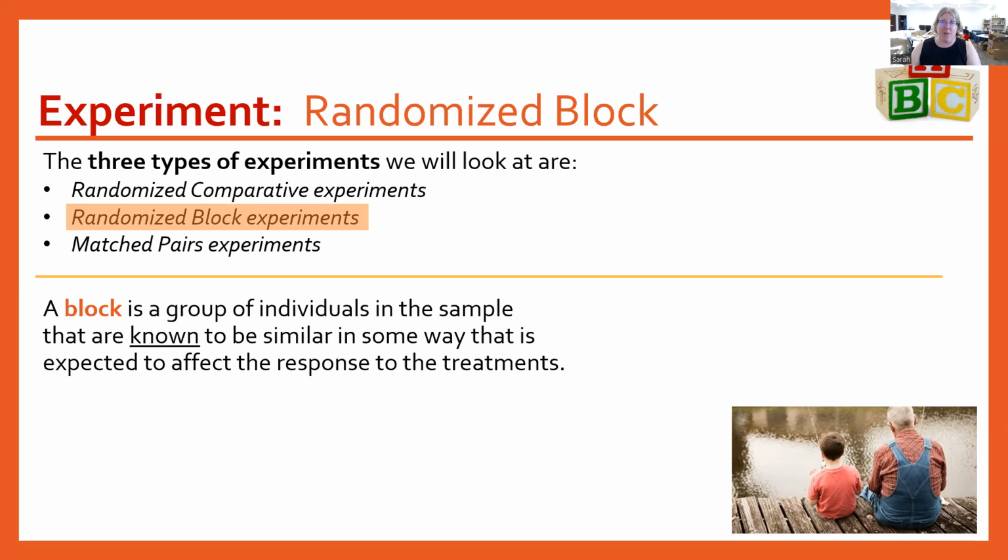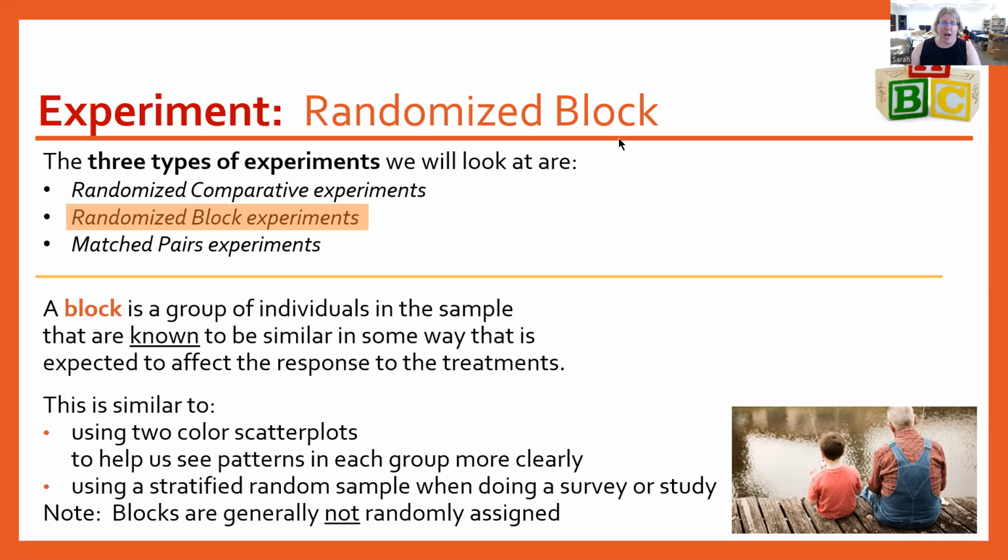Now, this is an idea we've looked at a little bit previously. This is very similar to that idea of the two-color scatter plot, where when you separate those groups by color, it makes it easier or more clear to see the pattern within each group. This is also closely related to the idea of the stratified random sample that you do with a survey or study, where you break the sample into groups by the same characteristics. So it could be gender, race, age, and you took a few people out of each group.